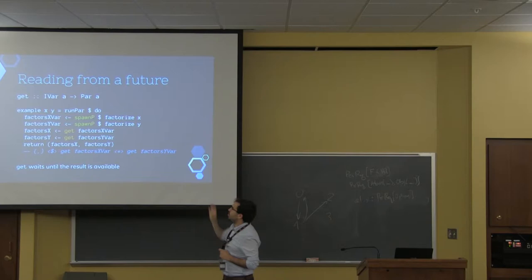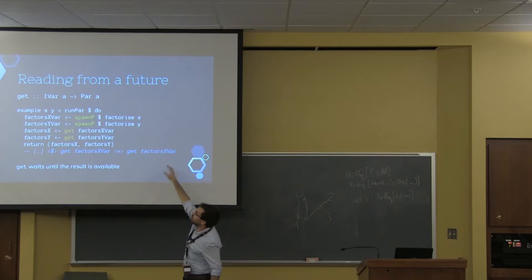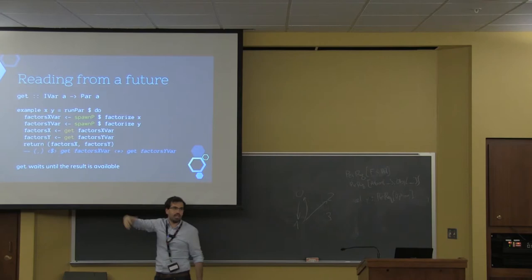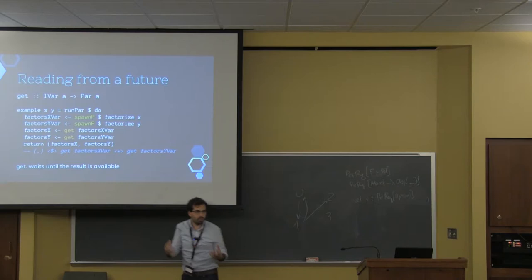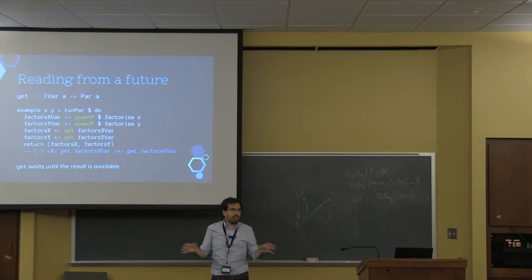Anyway, so here we just spawn these two threads, and then once we want to block and get the result back, we use get. So this factor x is going to be this promise, and we just try to get this thing and try to get the second thing. So this will actually result in these two things being factorized in parallel.